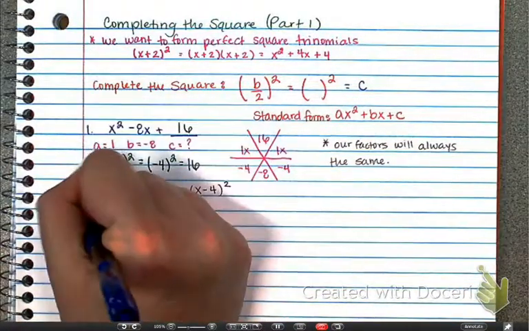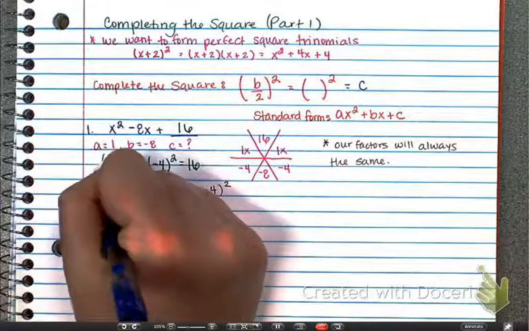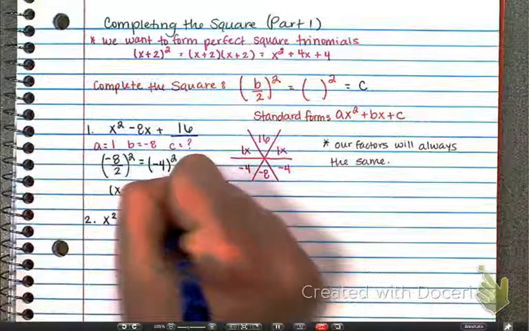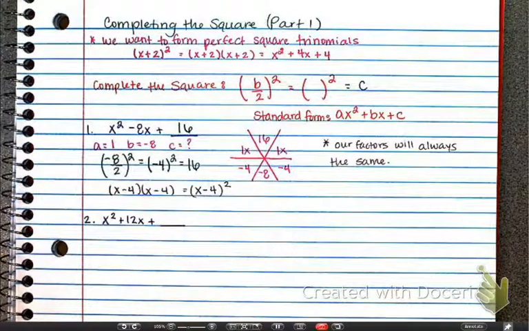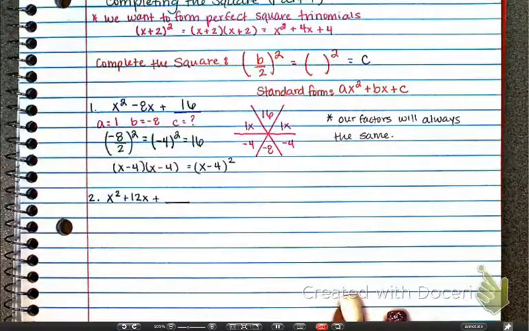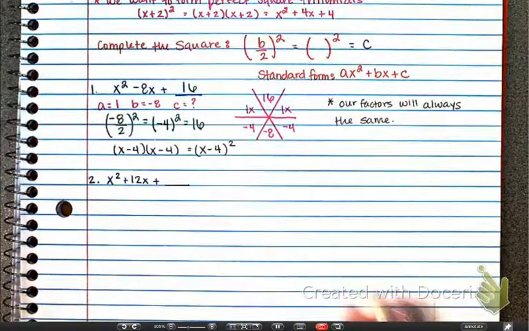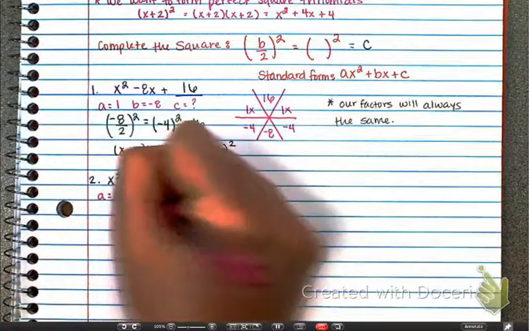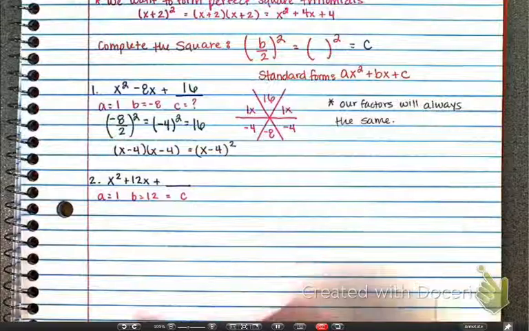Let's try another one together. So how about x squared plus 12x plus something? What is A? 1. What is B? And C is what we're trying to find.